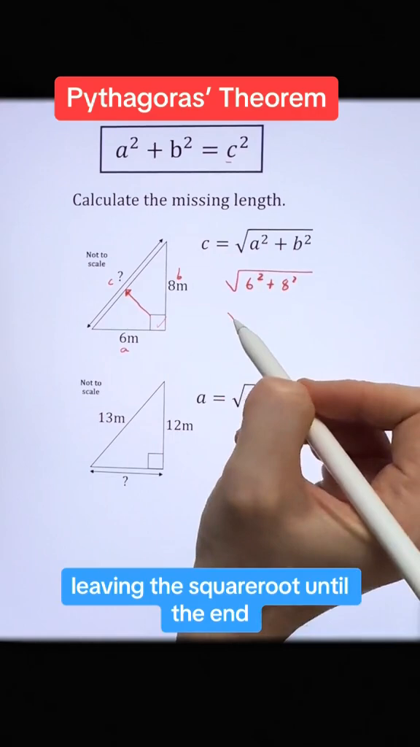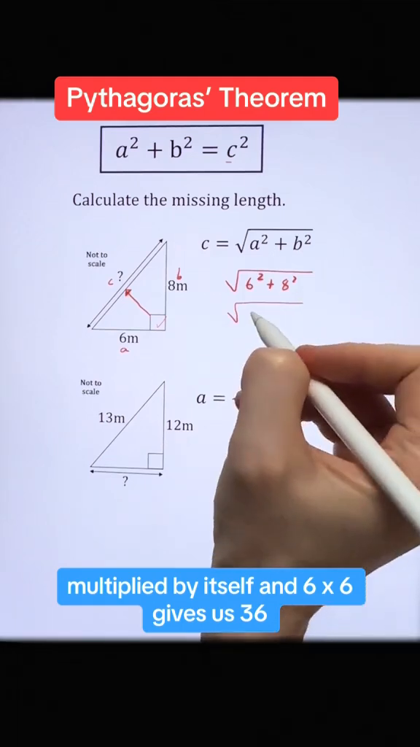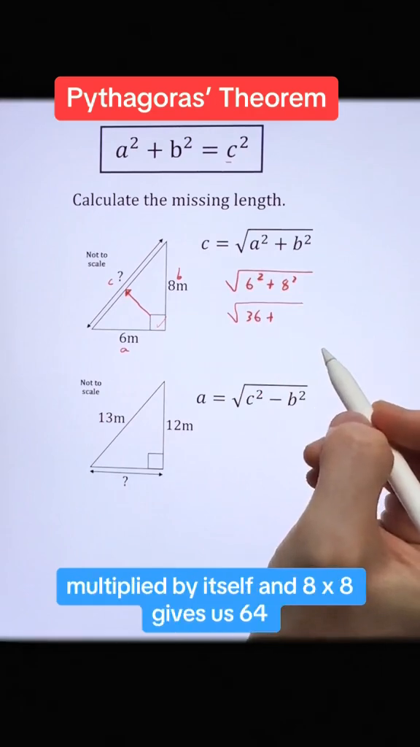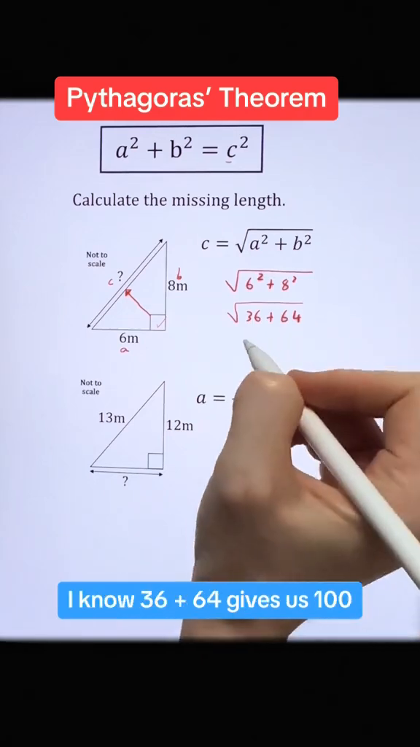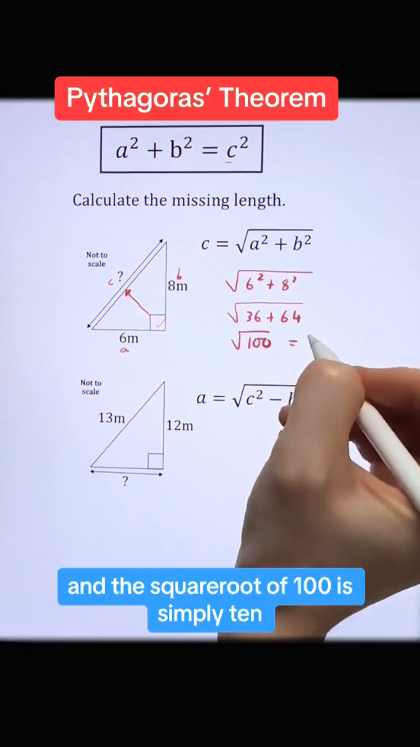Leaving the square root until the end, I know that 6 squared means 6 multiplied by itself, and 6 times 6 gives us 36. I know that 8 squared means 8 multiplied by itself, and 8 times 8 gives us 64. I know 36 and 64 gives us 100. The square root of 100 is simply 10.